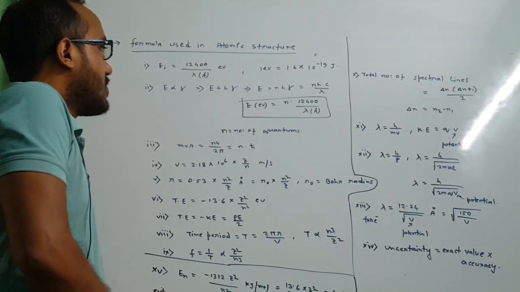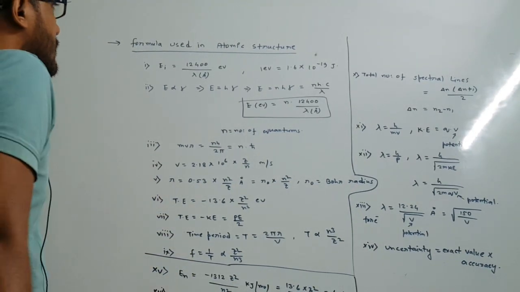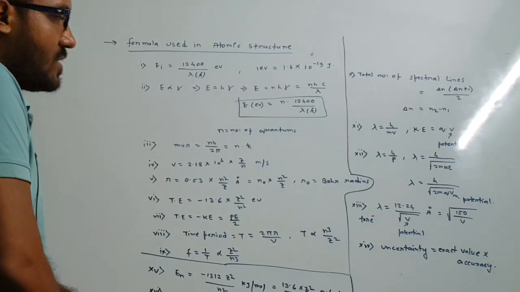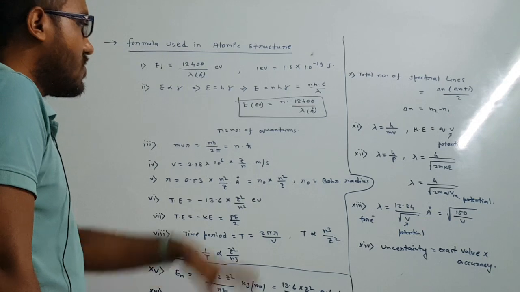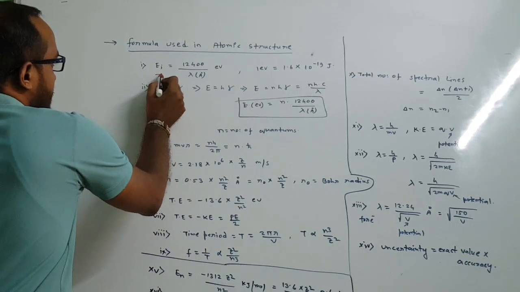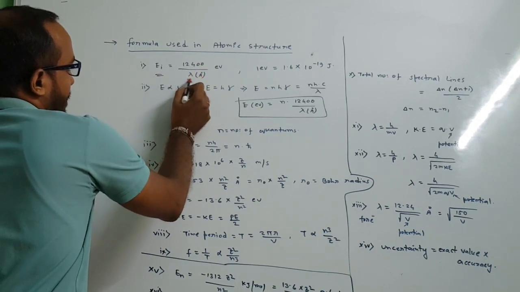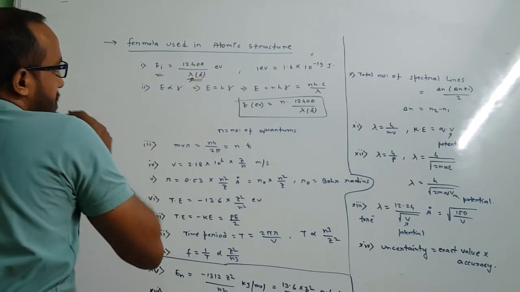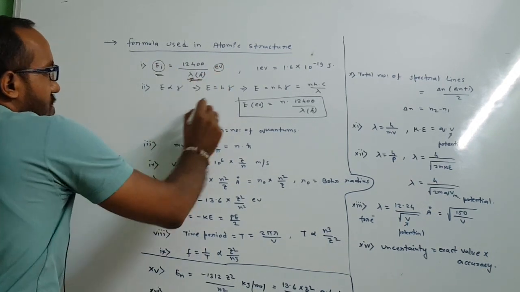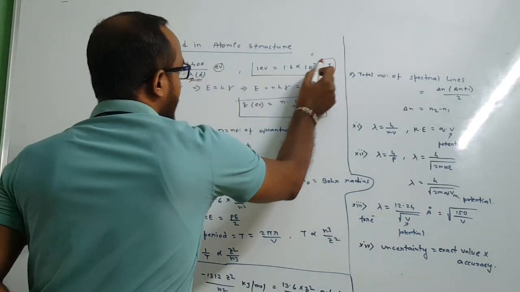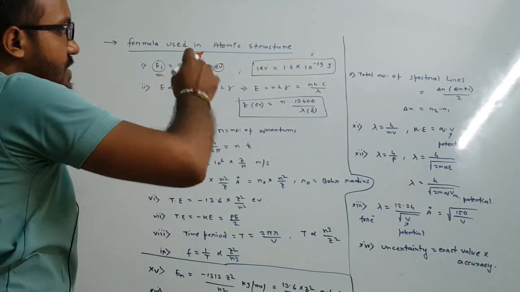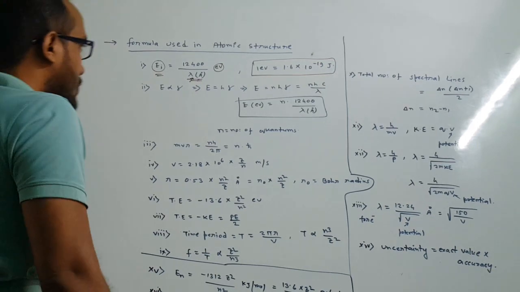Let us see some formulas which will be used throughout atomic structure. There will be a few more formulas we will learn later, but these are the overall formulas used in atomic structure. Energy in any orbit is 12,400 by lambda, where the wavelength should be in Angstrom, and this energy comes out in electron volt. Remember this relation if you want to convert from electron volt to joule: 1 electron volt is 1.6 into 10 to the minus 19 joule.